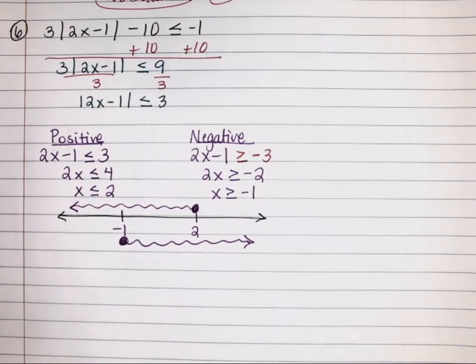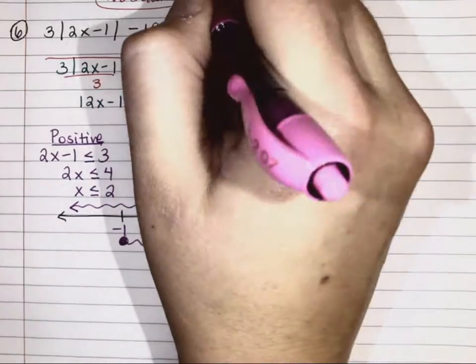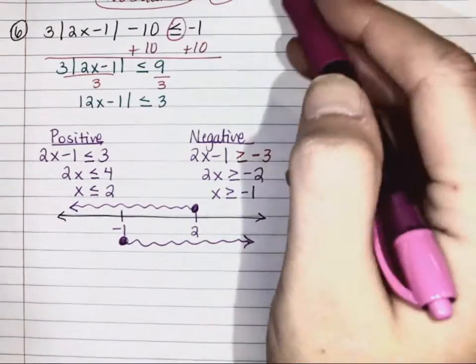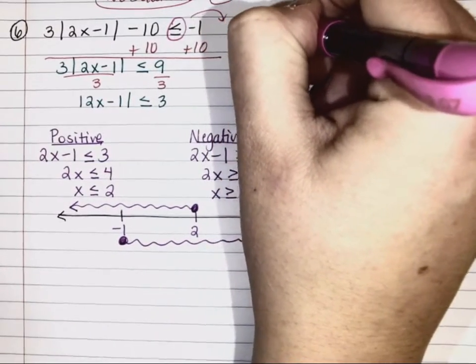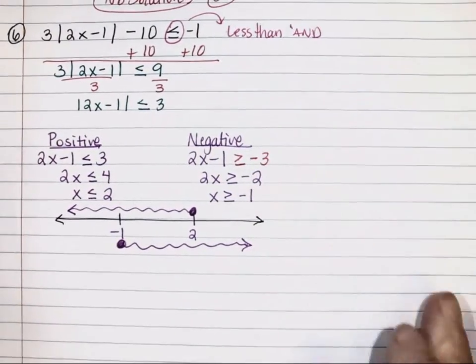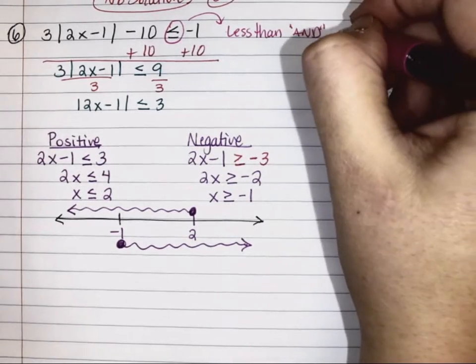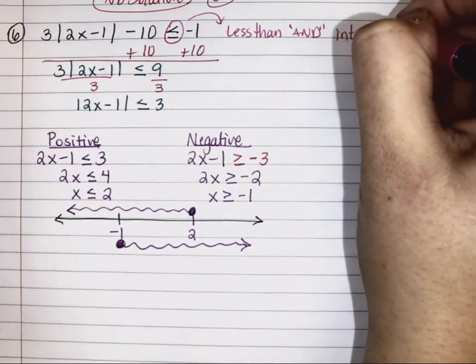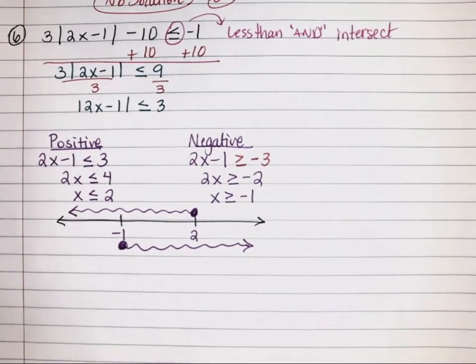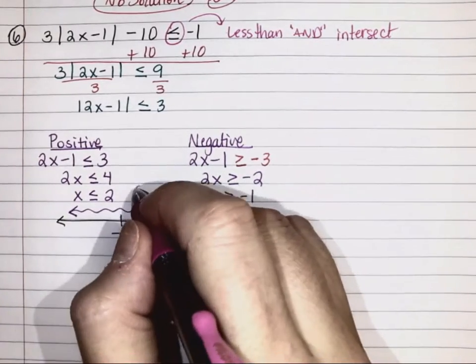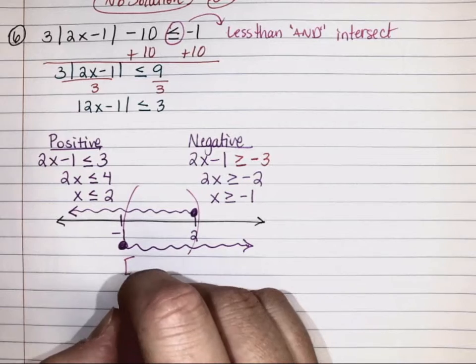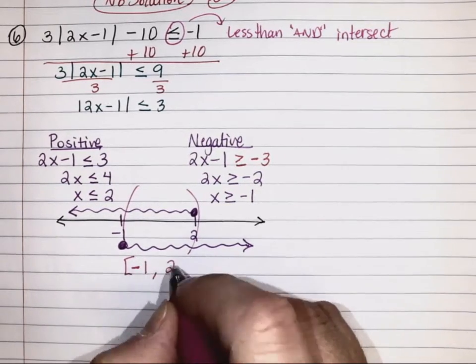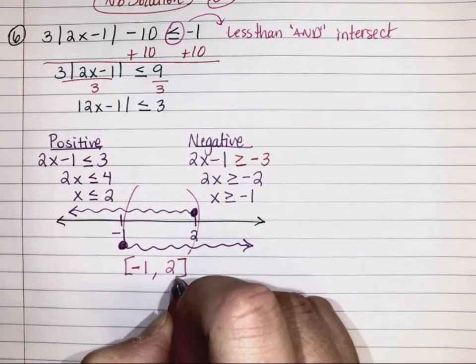Notice the only part where they intersect, and once again, the reason that this is intersect is because it's less than, and you're just finding out where the two solutions overlap. So notice that where they overlap is from here to here, and -1 is filled in on both sets, so I use a bracket. So I just say from -1 to 2.